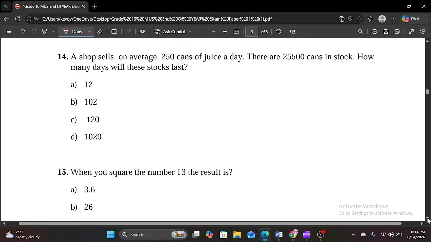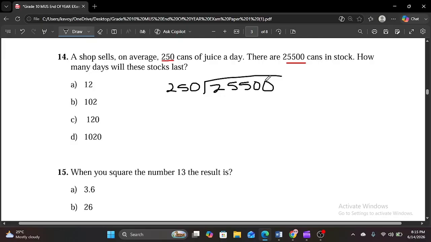Question 14. A shop sells on average 250 cans of juice a day. There are 25,500 cans in stock. How many days will this stock last? So how many does it sell a day? So it sells this amount per day, and there's this amount in stock. So that means that we're going to divide. 250 divided by 25,500.